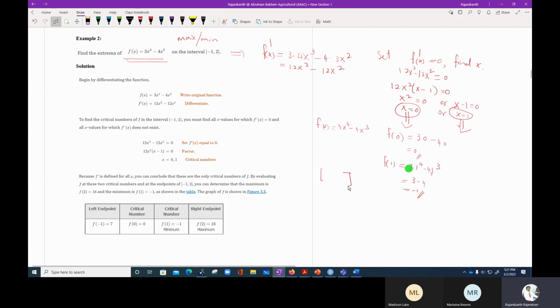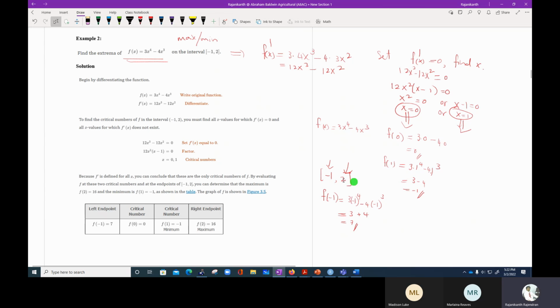Now look at the given interval. The given interval was negative 1, 2. So you have to check the function values at the endpoints as well. Now I am finding the function at the left hand point, negative 1. Plugging negative 1 into the function, this will tell you 3, and negative 1 cubed is negative 1, so here negative will be positive, which gives 7, right?